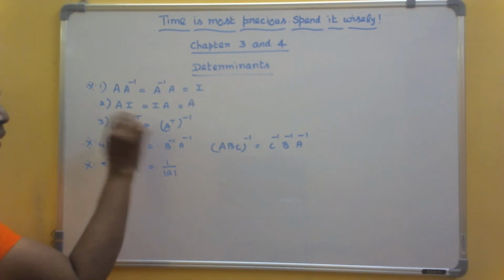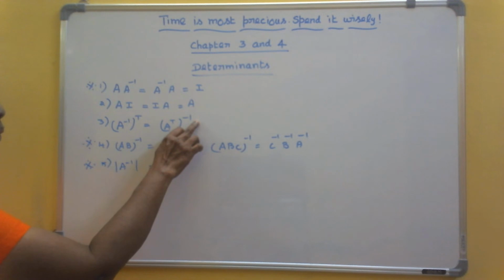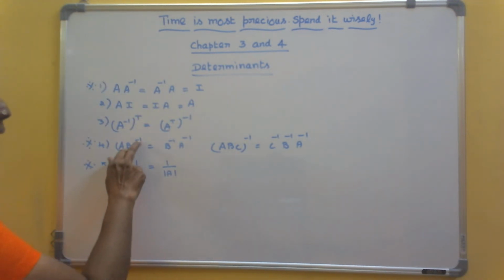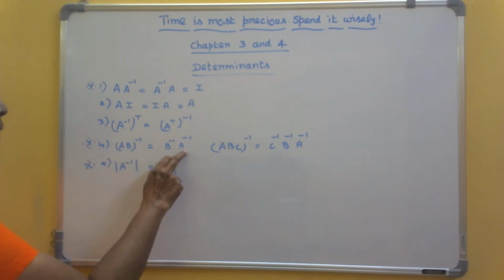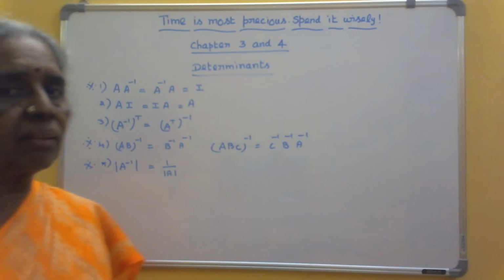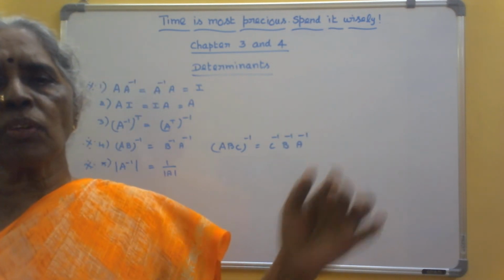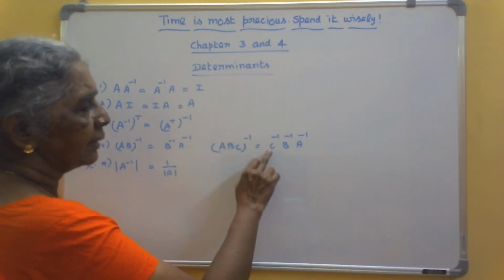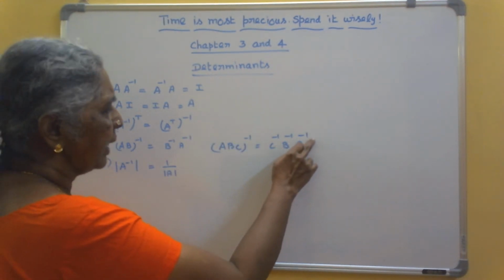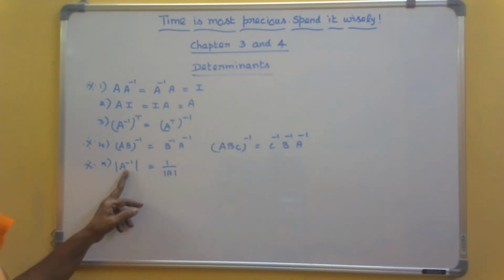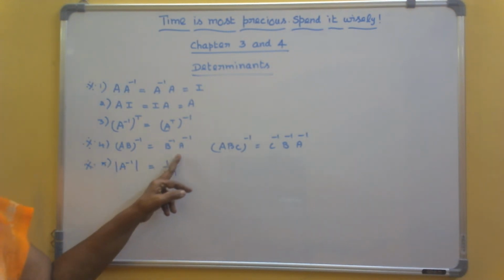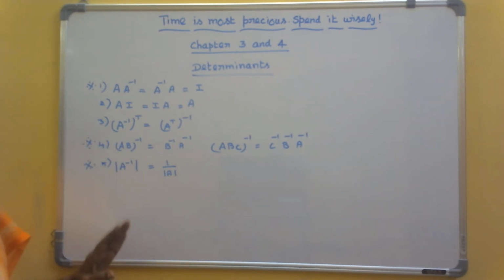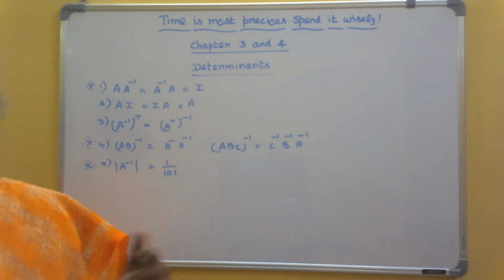A inverse the whole transpose is equal to A transpose the whole inverse. Then these two are called reversal laws. AB the whole inverse is equal to B inverse A inverse. You remember, even in transpose, AB the whole transpose is B transpose A transpose. Then ABC the whole inverse is C inverse B inverse A inverse. Then determinant A inverse is equal to 1 by determinant A. So these are all very important concepts you should know. Let us learn a few more.